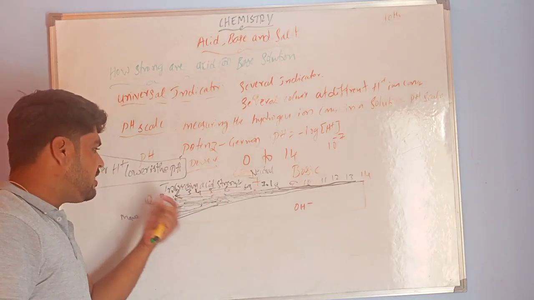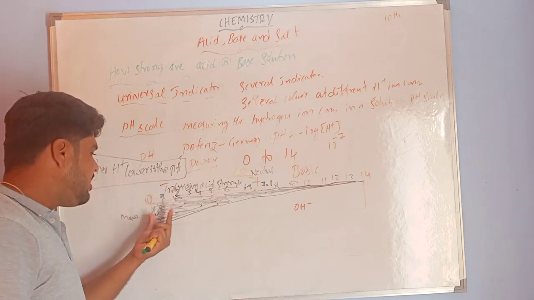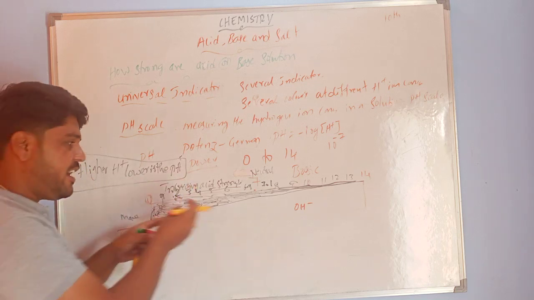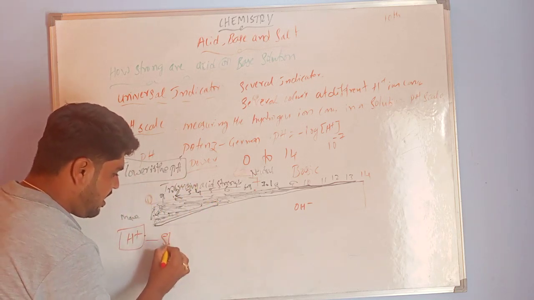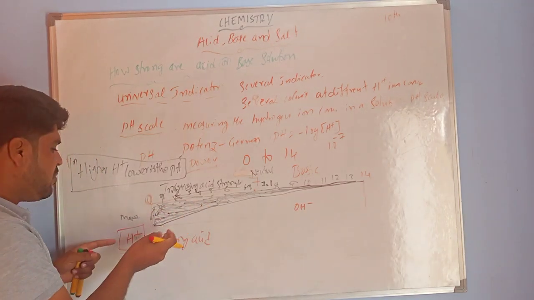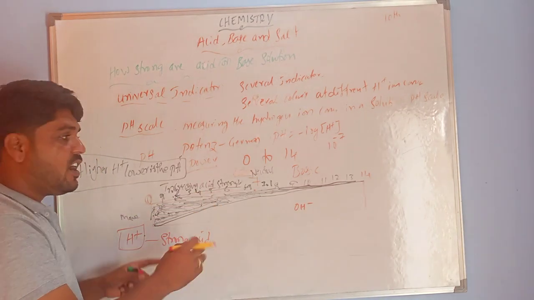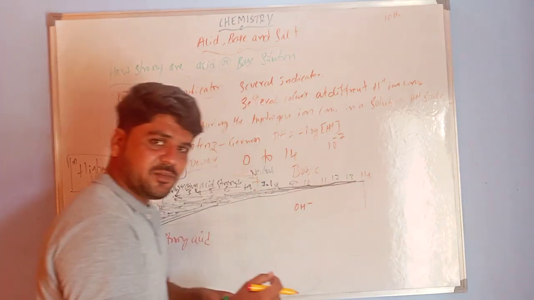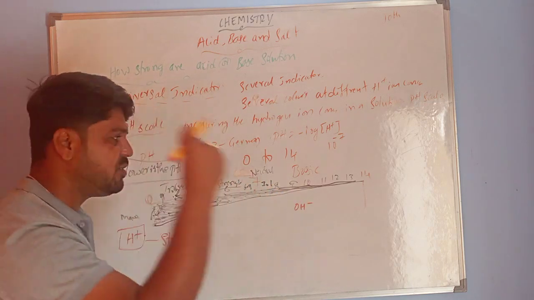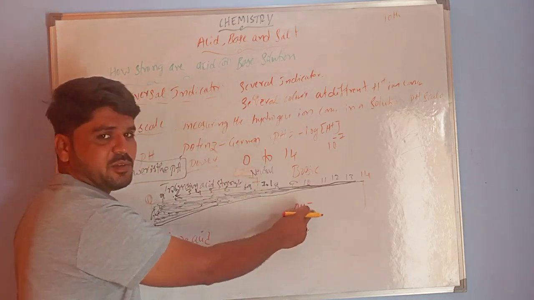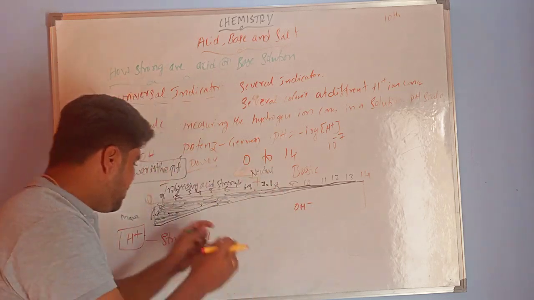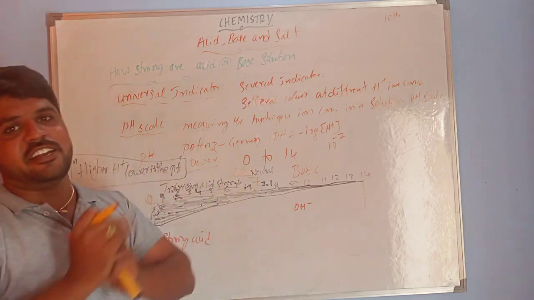How can we measure the strength of the acid? Depending on the hydrogen ions. If we have more hydrogen ions, we call it a strong acid. How can we say something is more basic? Fewer hydrogen ions or more OH minus ions. Please remember, this is very, very important. More OH ions, they are base. More hydrogen ions, they are acid.